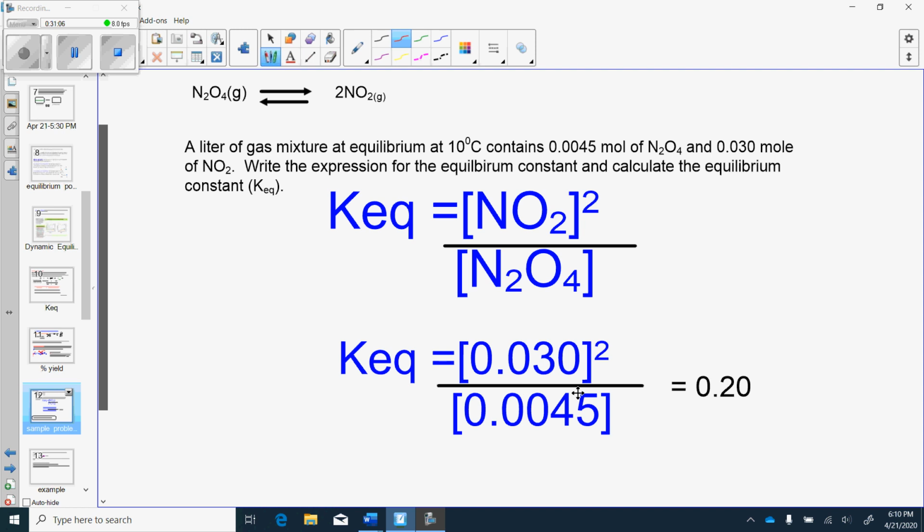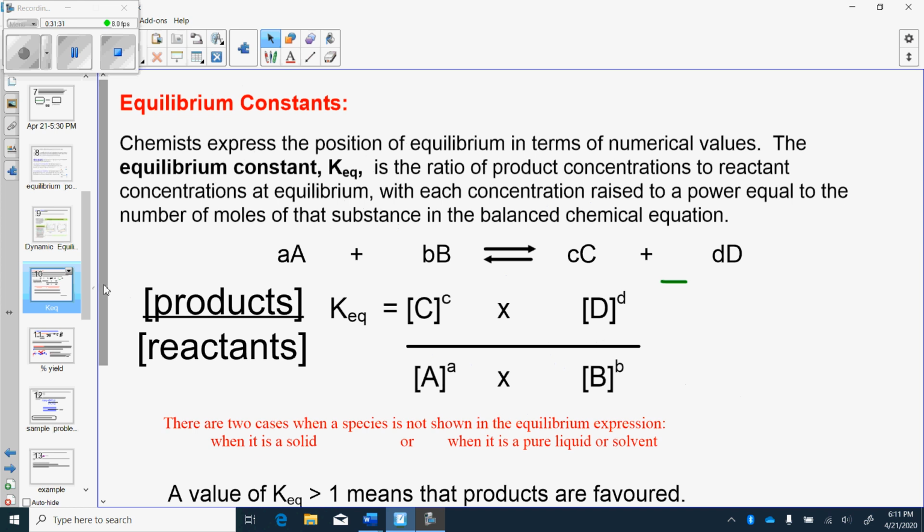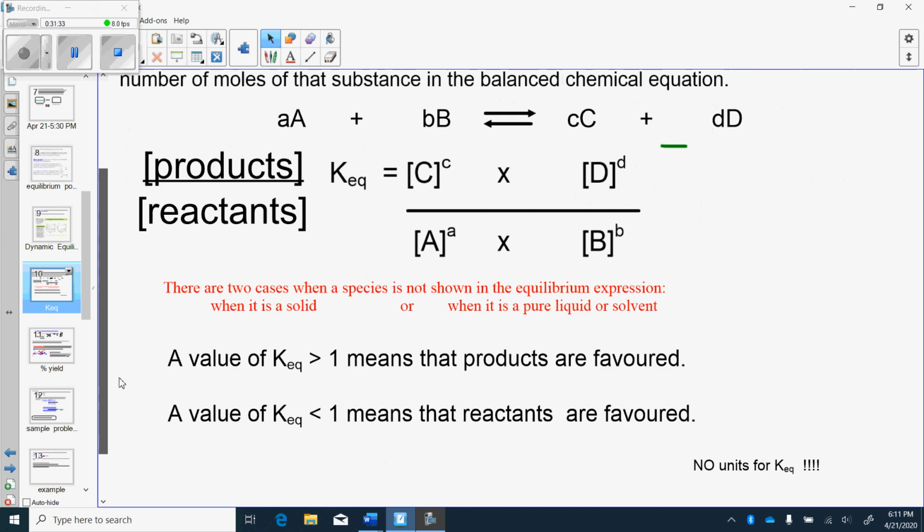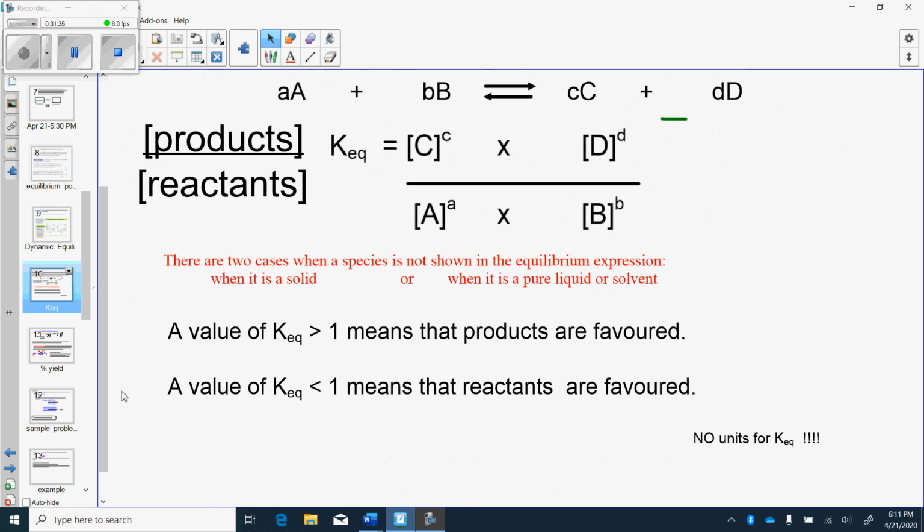Down here in this case though, we had more reactant than we had product. So we had a smaller number here once we squared it, and a larger number here. So we had more reactants than products. That gives us a value less than 1. So when the value is less than 1, we know that our reactants are favored. It was reached early, our reactants are favored. So good to make note of that.